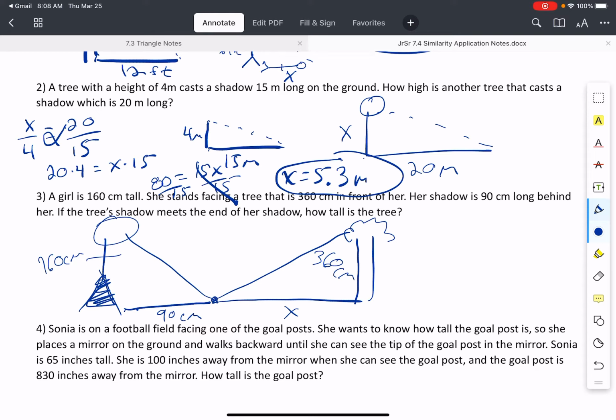Did you like 360 or 160? 360 over 160 equals what? So close. X over 90. There we go. Can someone raise their hand and remind me why it has to be x over 90 and not 90 over x? Kelsey, can you put your phone away?